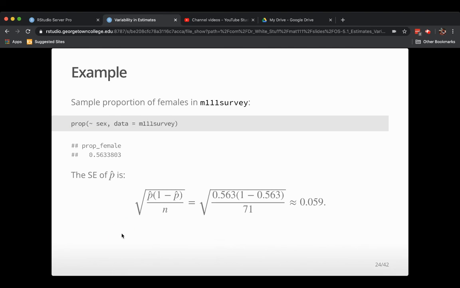Now, that's the p-hat, but what's the standard error? Well, mathematically, it would be the p-hat, 0.563, times 1 minus 0.563, divide by 71, take the square root. And if you did that on a calculator, you'd get about 0.059, which is roughly a 0.06, 6%.